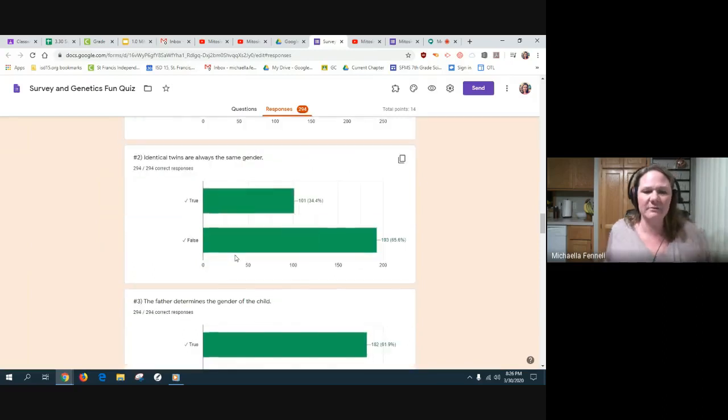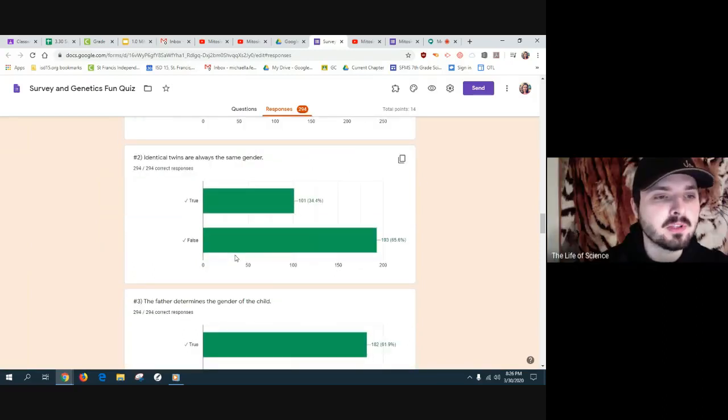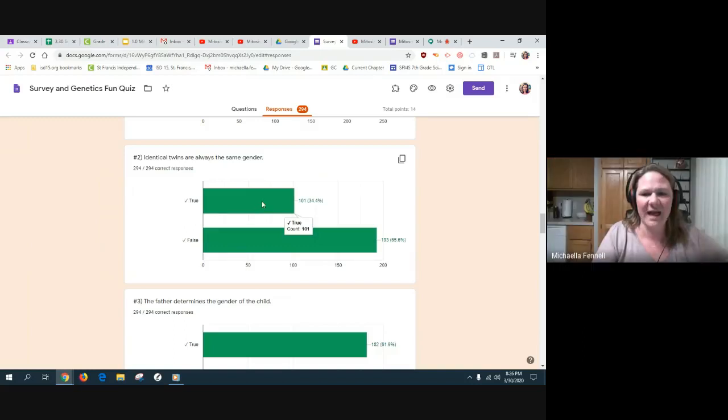All right. Number two, identical twins are always the same gender. We have 101 of you saying true and 193 saying false. Let's think about this. So identical twins, they're coming from the same fertilized egg. So that means they're going to be the same gender. So that will be true. So actually, more people got it wrong than right yesterday.